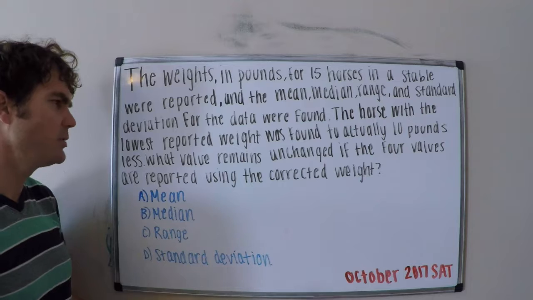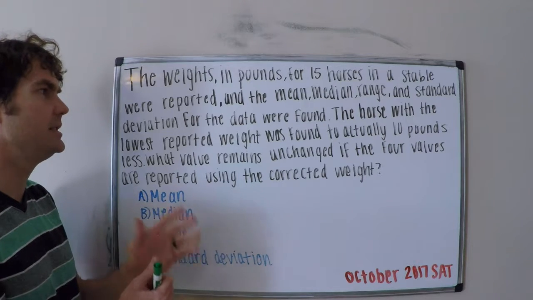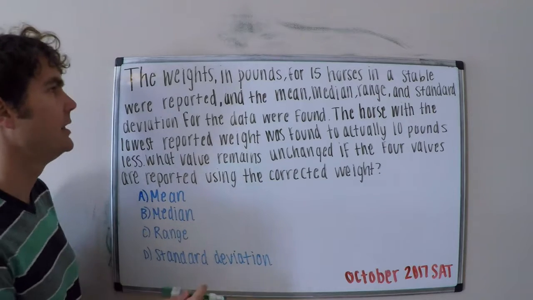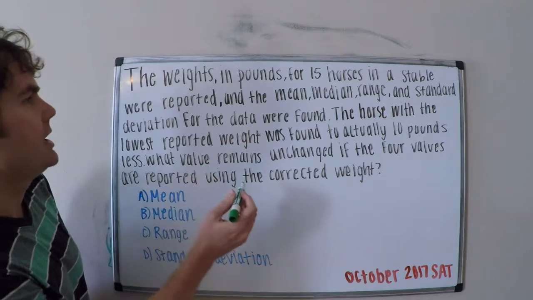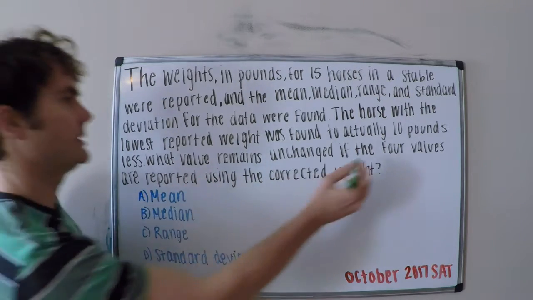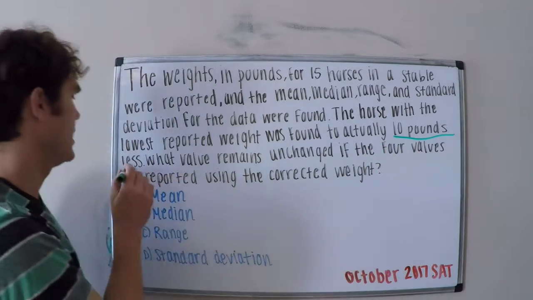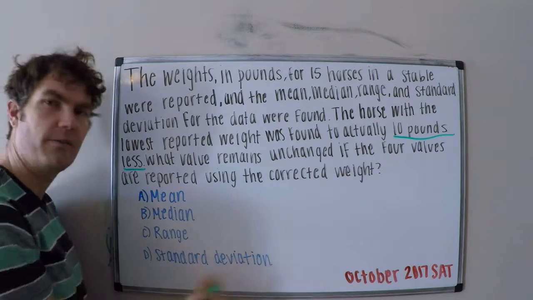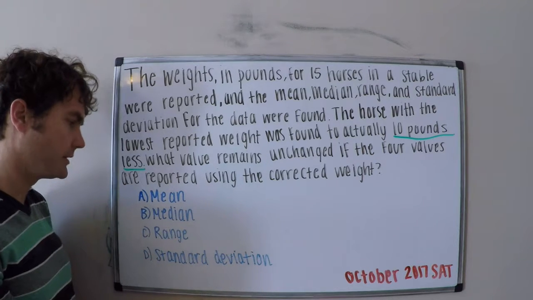And we're trying to figure out which one changes. So we have this data, and one of the data points is wrong. The lowest value is actually 10 pounds less. Okay. So which one of these would be unaffected by the change in the lowest value?